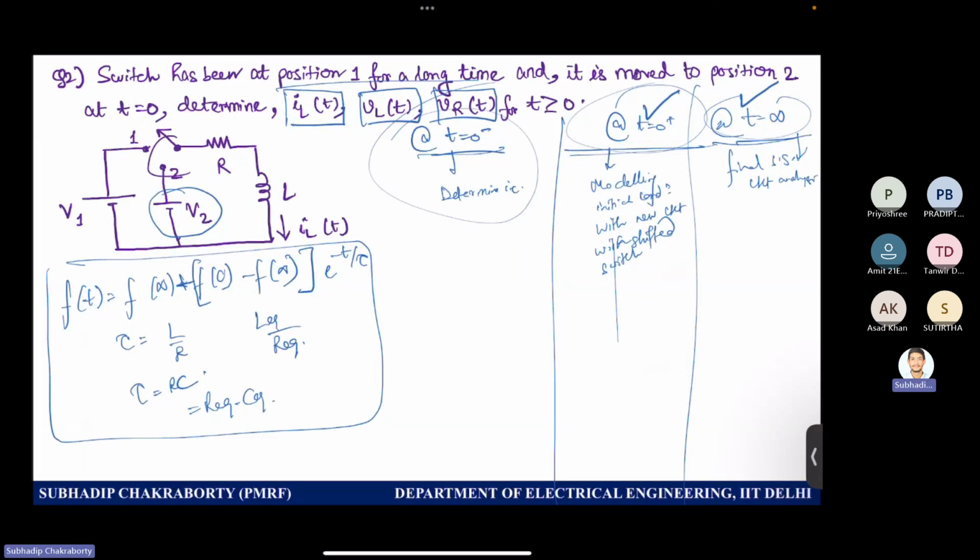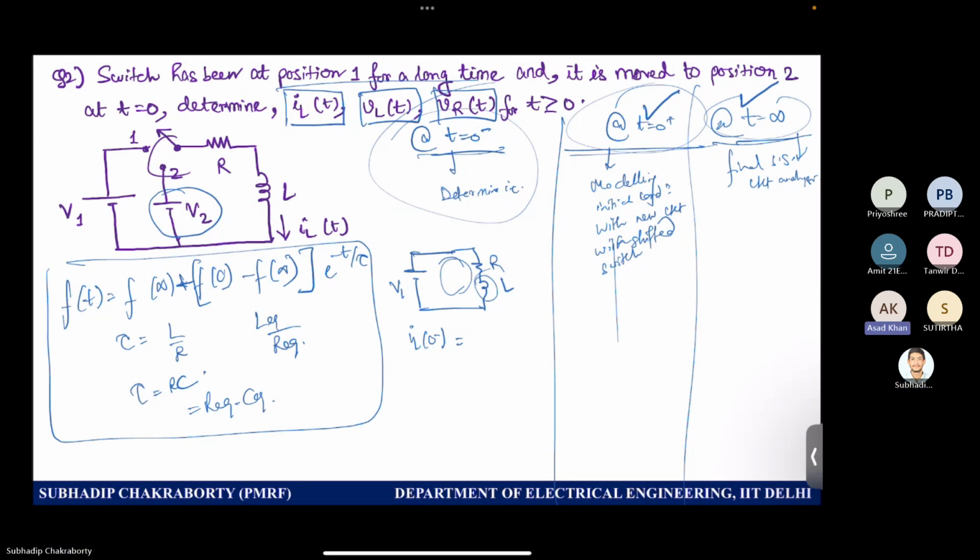Done. Anyone wants to tell me how to write t equal to 0 minus? Please, I want to hear one from you and another from another person like this. So what is IL 0 minus? How will an inductor behave when it is connected to an ideal DC voltage source for a long time? Yes, it is for a long time, right? So how will the inductor behave at t equal to 0 minus? I am telling.